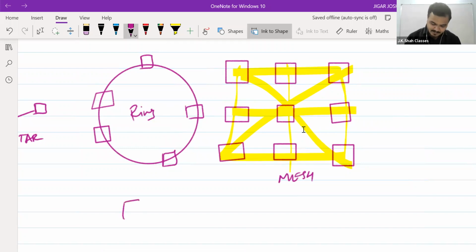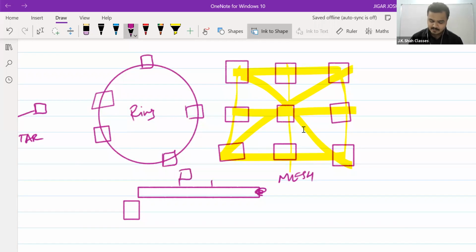Understood? One more we have, where the mainframe computer is connected with the reflector, and all PCs are in between. Then this will be called bus topology. Understood? Yes, sir. Bus topology. Any doubt, any queries, any confusion? No, sir. 100% agree.